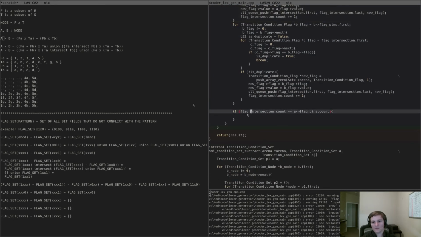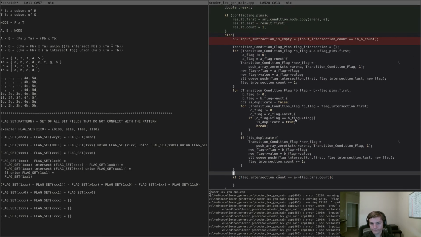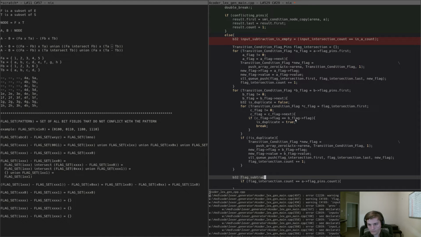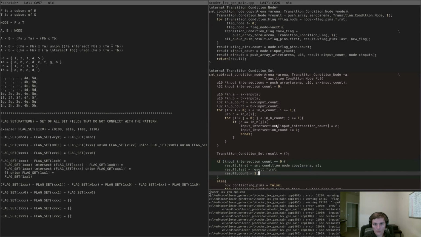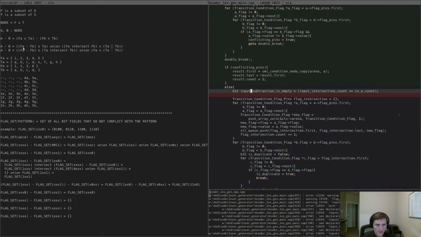In this case, okay, so in this case TA intersect TB is empty. No, TA minus TB is empty. Therefore, we only need one node. I see. So if input subtraction is empty, then that means that we just need to pick one of these and use it. And the point is we can pick either one because this FA and that are the same thing.